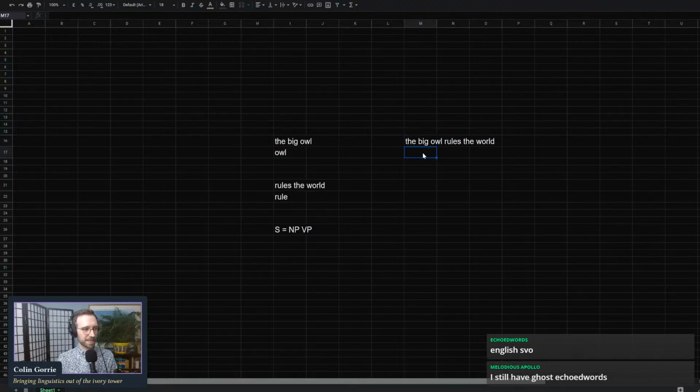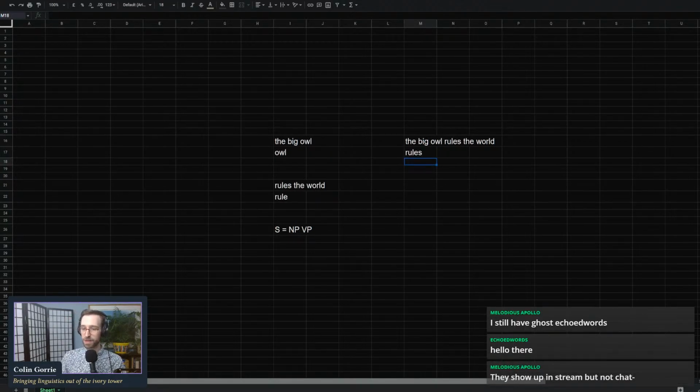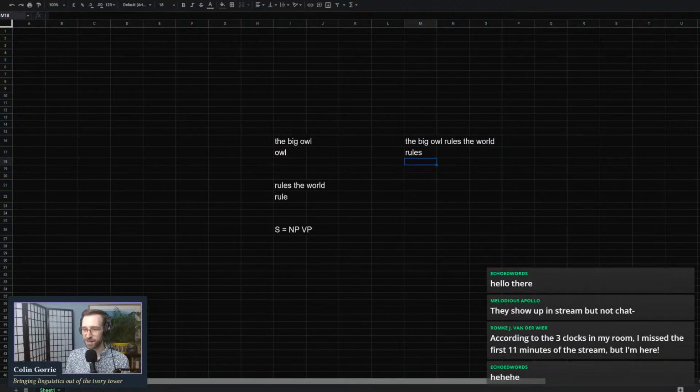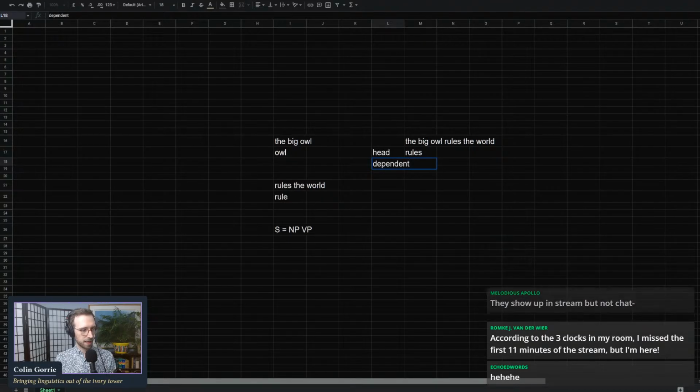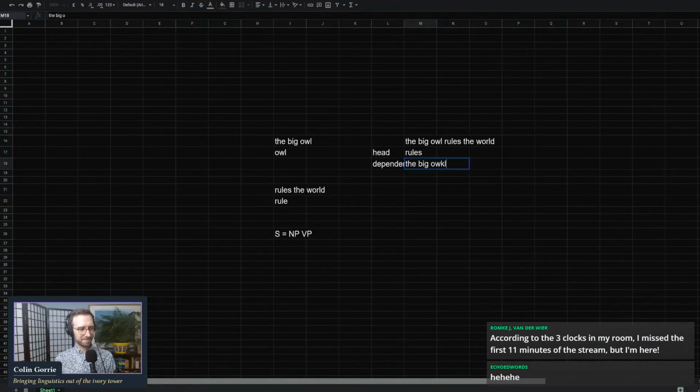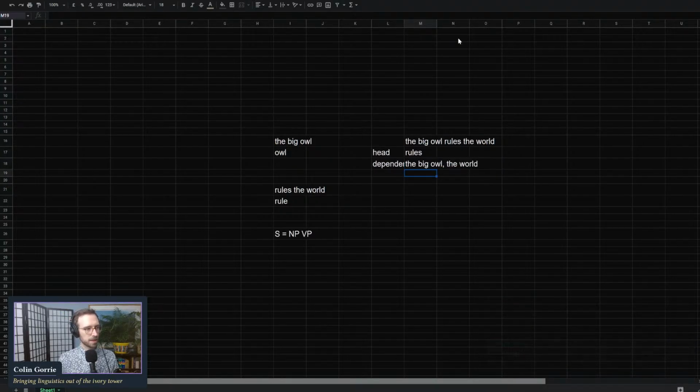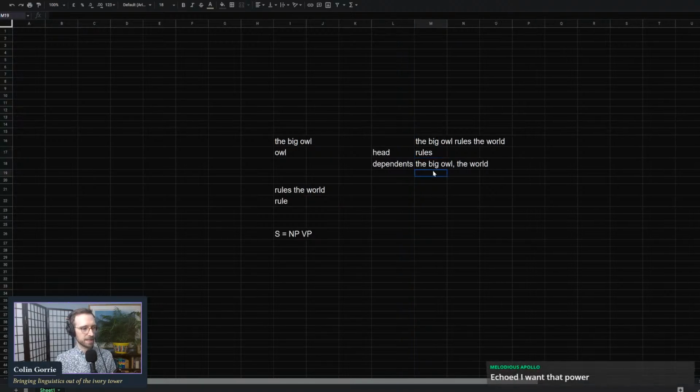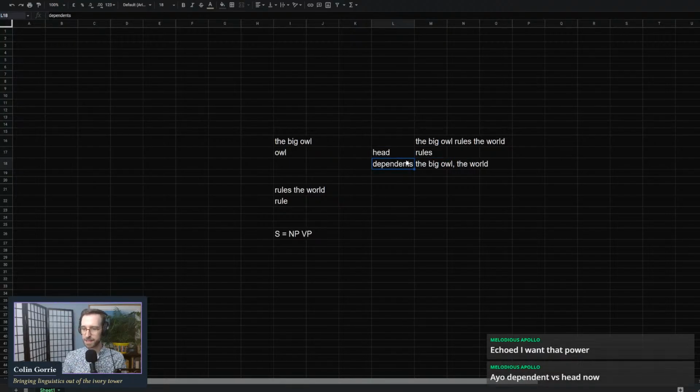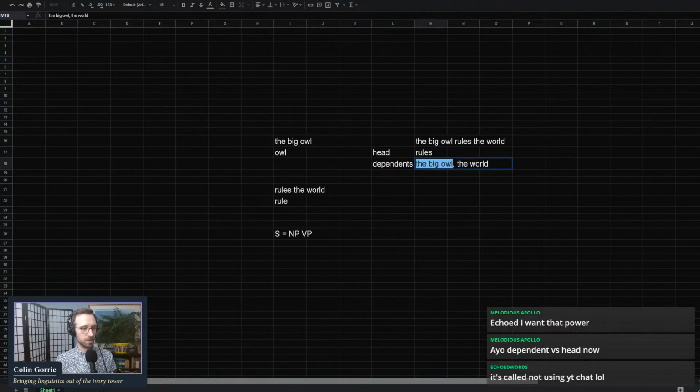So the big owl rules the world. Fundamentally, this is an instance of ruling. We're talking about the action: the big owl is ruling the world. So the head of this clause or sentence is rules. The things that hang off of this head are its dependents. So in this case, we have the head, which is rules, and two dependents: the big owl, that's one, and the world. So here the head is a verb and the dependents are two noun phrases. Okay. So the big owl rules the world, head, dependents. What is case? Case is a way of signaling the relationship of these two dependents to their head.